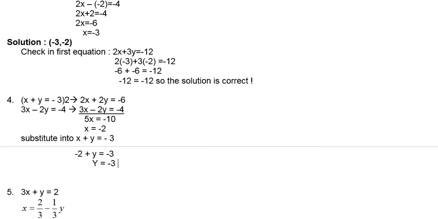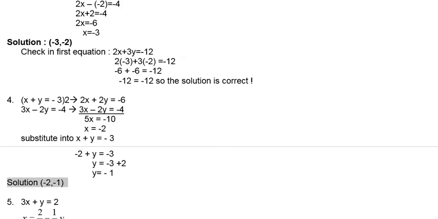And since I've got minus 2 there, I'm going to bring it over, make it positive, so y equals negative 3 plus 2, which is going to give us y equals negative 1. And from there, we can do our check again. Actually, let's write our solution first, what we think our solution is. So in this case, it is minus 2 comma minus 1, because our x was minus 2, our y is minus 1.